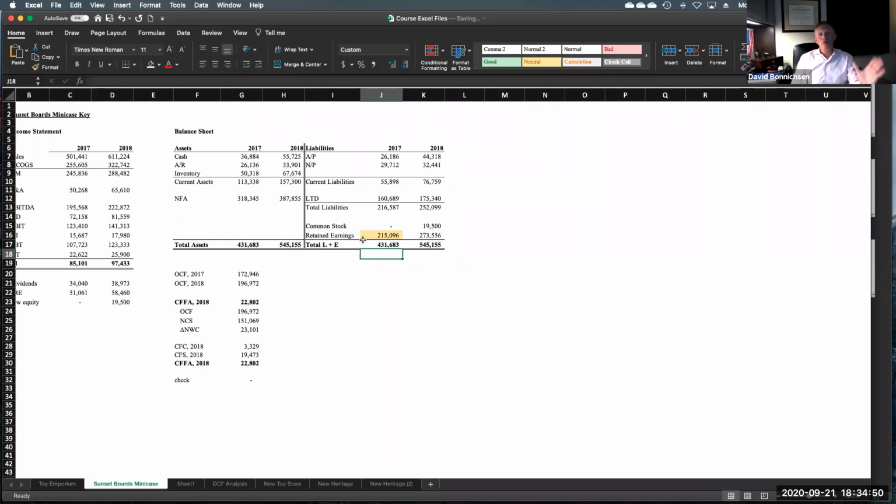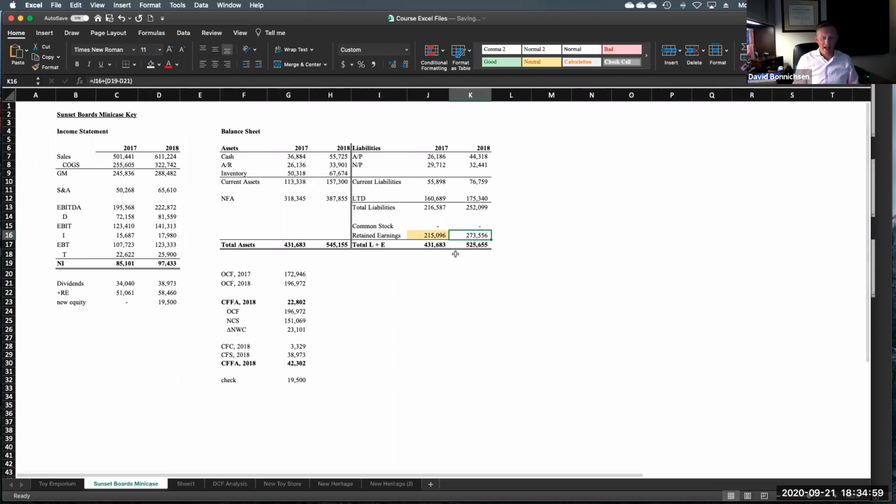And then we moved to 2018. Most of you picked up on the math, how the money flows from the income statement to the balance sheet. You said, okay, in 2018 I start with the retained earnings that I ended 2017 at. And we know we ended 2017 at 215,096 because we forced it to be that number, right?